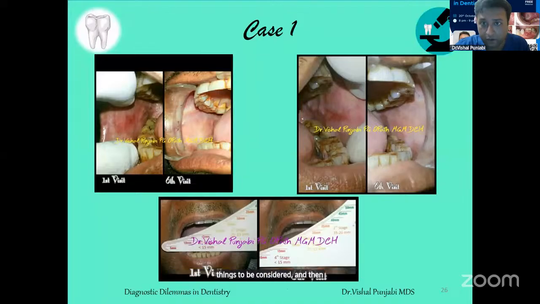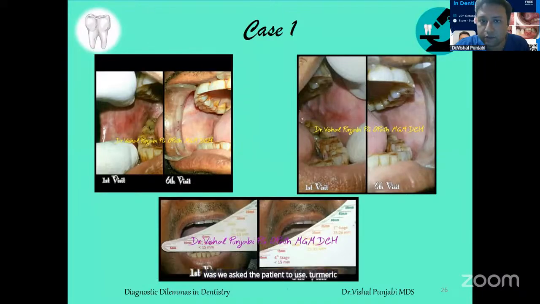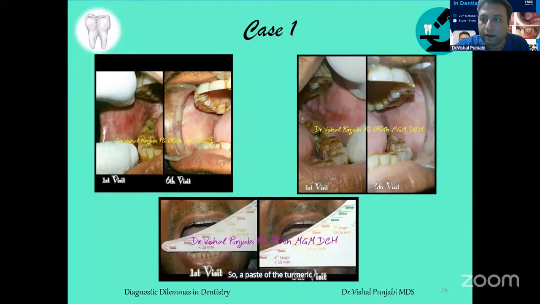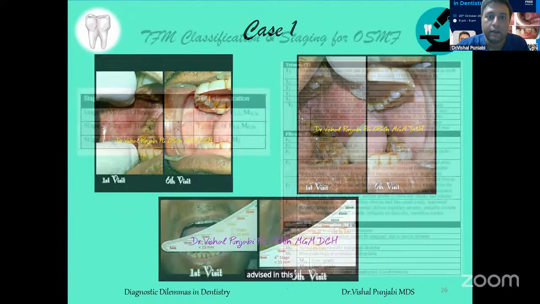And then one more thing that we did here for the treatment was we asked the patient to use turmeric application. So this turmeric was sourced naturally. There was an Ayurvedic part which was also added in the treatment plan, which also helped the patient. So a paste of the turmeric was freshly prepared. Patient was given a particular powder of the turmeric, and then it was mixed with glycerine so that it became a paste, and the topical application was advised in this particular case.